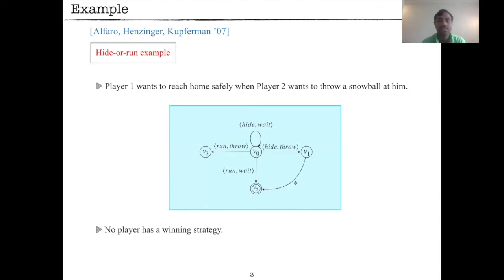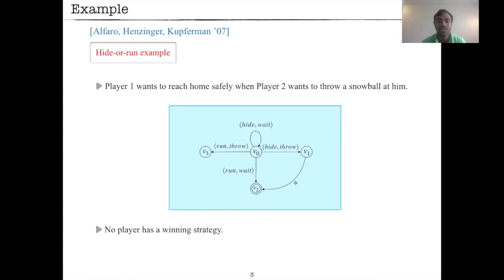So here is an example which we can model using two-player concurrent games. This is an example from the paper of Alur, Henzinger and Kupferman from 2007. Here, player 1 wants to reach home safely, whereas player 2 wants to throw a snowball at him. So in the picture, the initial state is V0 and player 1's target vertex is to reach V2.